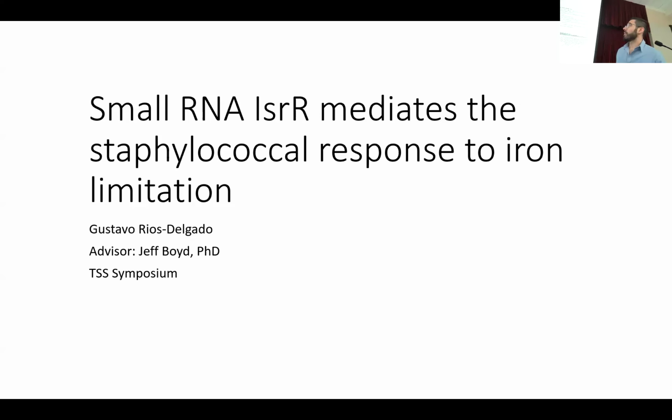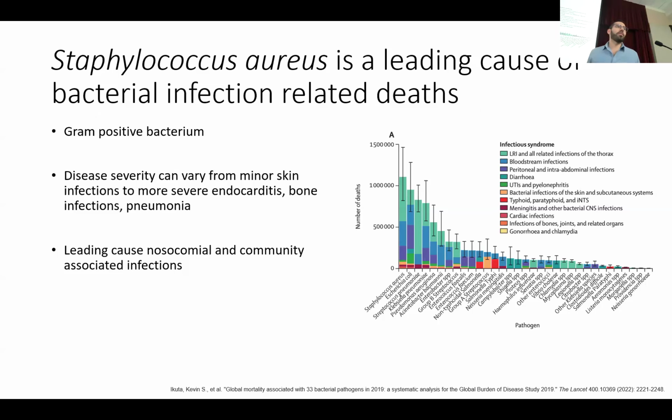Anyway, so in our lab, we study Staphylococcus aureus. I'm pretty sure I don't need to convince this audience that Staph is a pretty prominent pathogen. And in particular, what makes Staph such a prominent pathogen is that it has a really good ability to adapt to different environmental stresses, such as those encountered within the host.